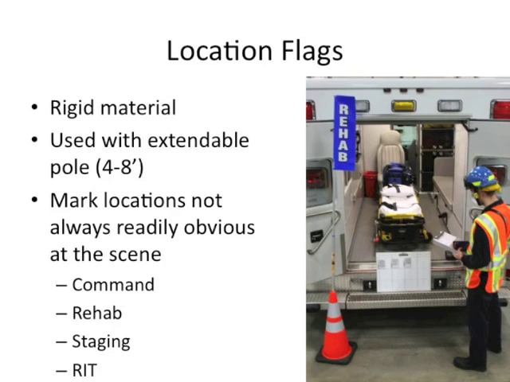So to set these up, basically you just insert the pole up through the bottom of the traffic cone. You place the flag here on top, twist the pole, and it'll extend out up to the 8 feet. Then this readily marks the area that you're trying to show your personnel.